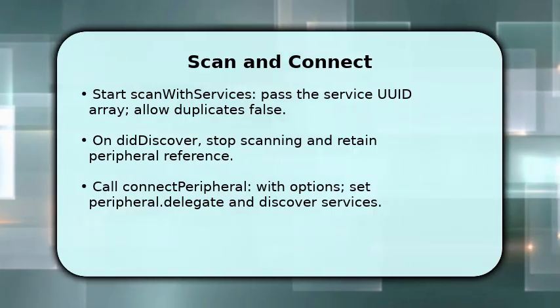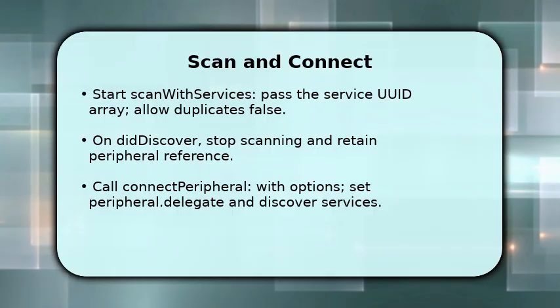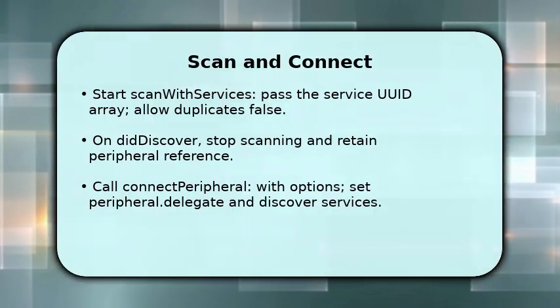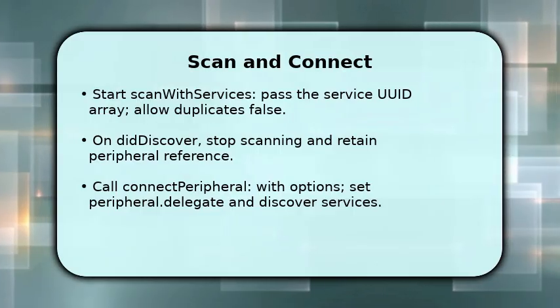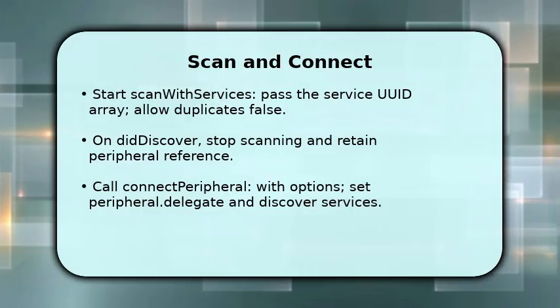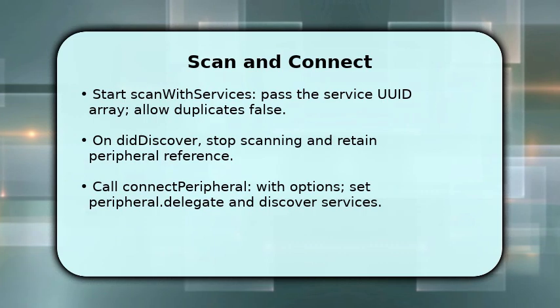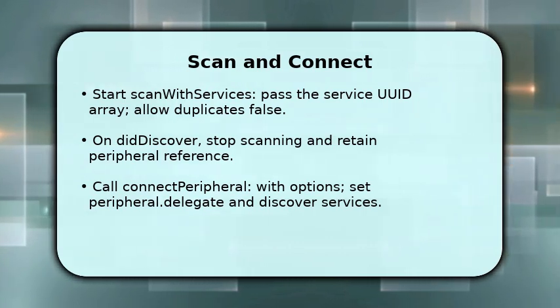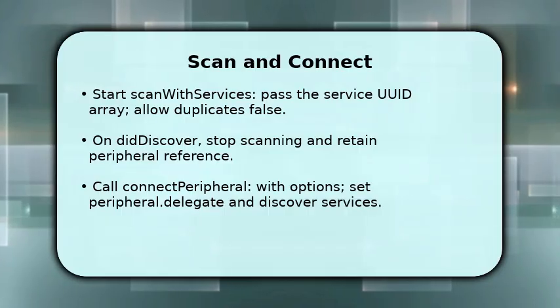Next, set peripheral.delegate, call centralManager.connect(peripheral, options: nil), and monitor didConnect or didFailToConnect. Once connected, call peripheral.discoverServices with your UUIDs so you can then discover characteristics. This sequencing ensures reliable discovery and avoids missed callbacks.